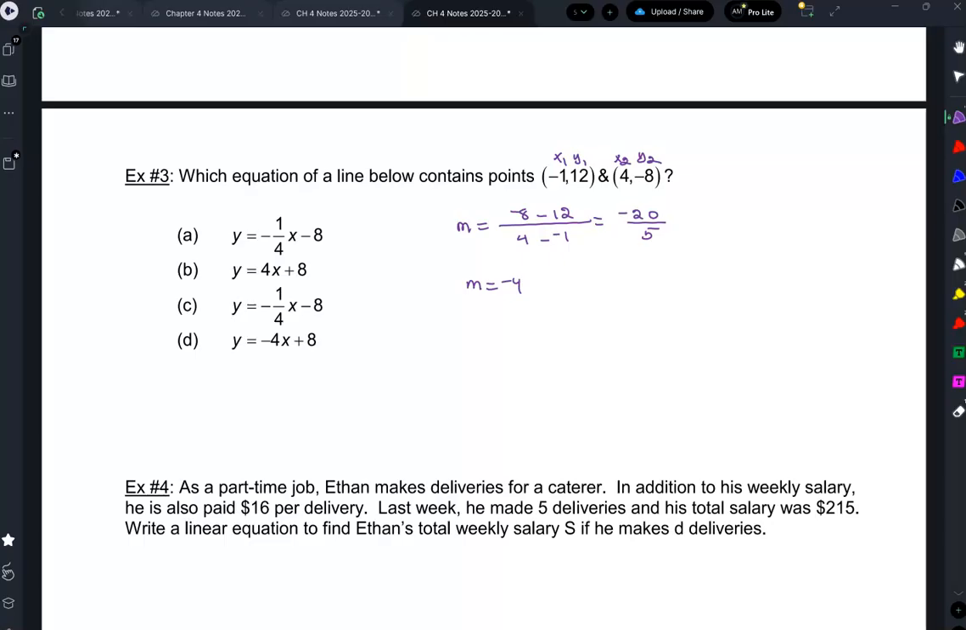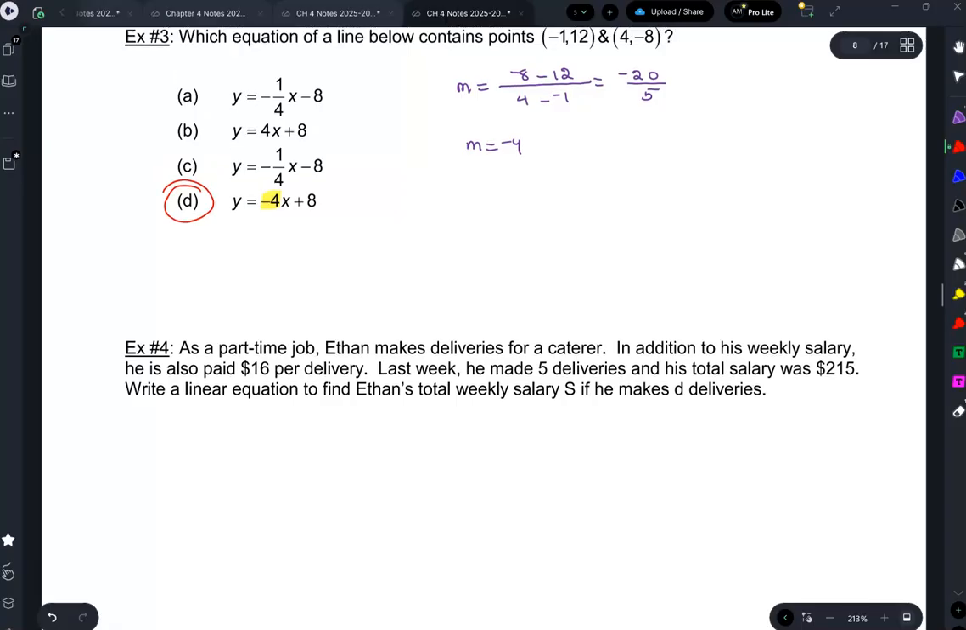Believe it or not, you don't have to go any further. Can we figure out which one of these equations this is going to be? Which one? Why D? Oh, because it has a negative 4. Right. So this is the only one with slope of negative 4. The slope for A is negative 1 over 4. The slope for B is 4. So do you see that? Like we just worked smart, not hard. So this is D.